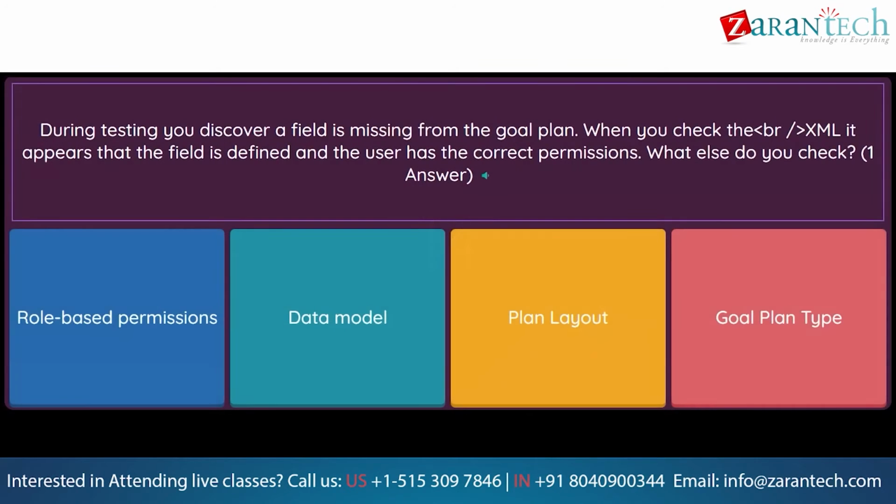Question: during testing you discover a field is missing from the goal plan. When you check the BR/XML it appears that the field is defined and the user has the correct permissions. What else do you check?